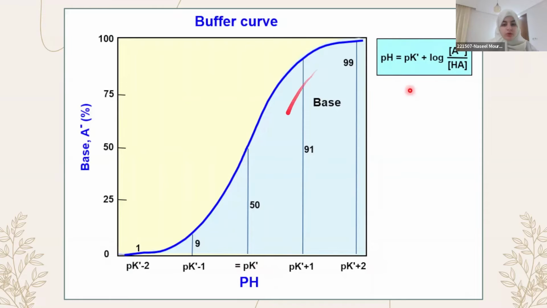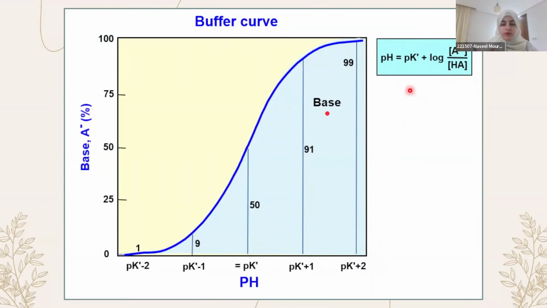Now, how do you go to this point, which is pK plus 1? This means that if you go back to this formula, I'm saying pK plus 1. So the log of this ratio is equal to 1. Now, what number is that?